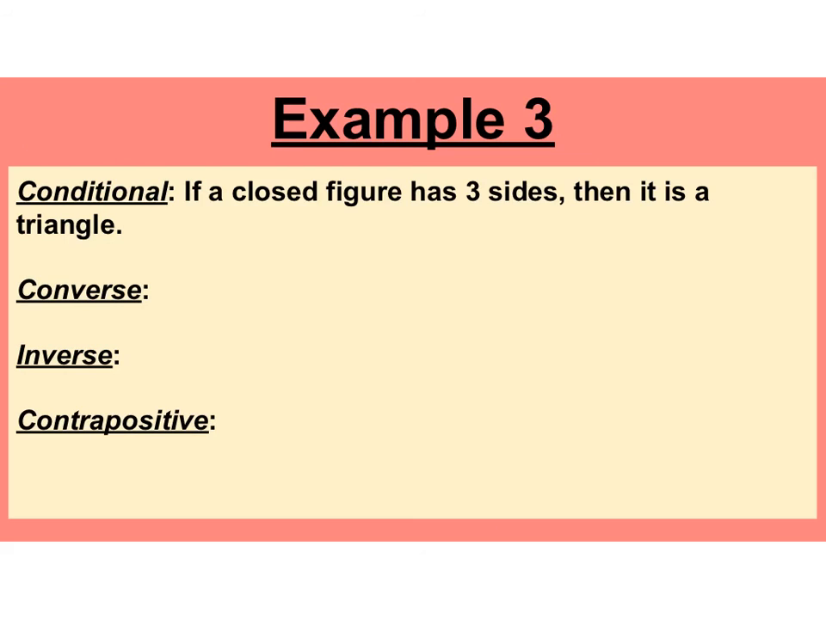Here's our third example, more geometry. If a closed figure has 3 sides, then it's a triangle. So if I ask you for the converse, it's going to switch it. And sometimes you have to play with the grammar a little bit. If a figure is a triangle, then it has 3 sides.